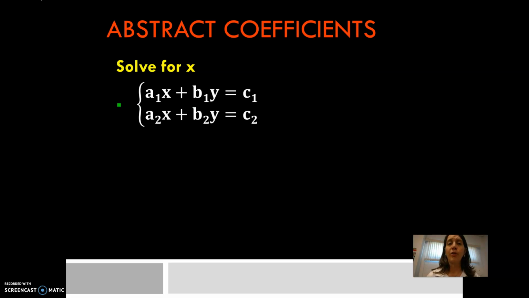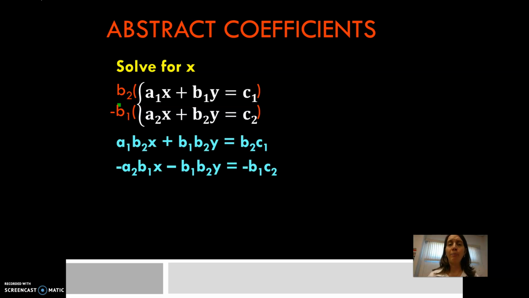If I start with the first equation, it's missing the b2. So I'm going to take that top equation, multiply it by b2. The second equation is missing the b1 that's in front of the y. Again, I need opposites, so I'm going to have to multiply by negative b1 in our question.